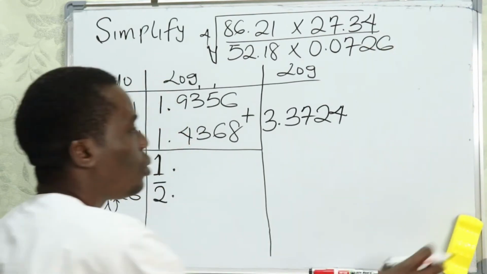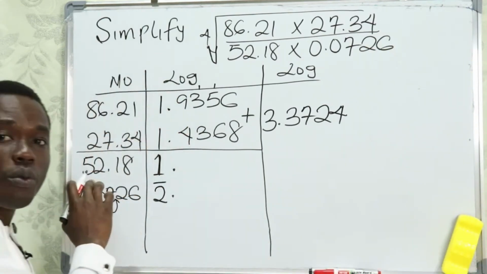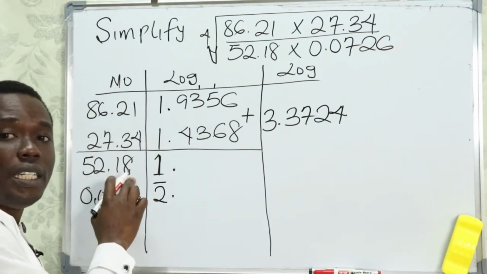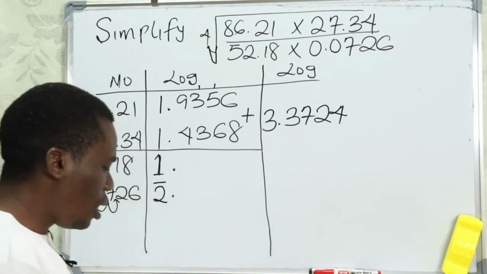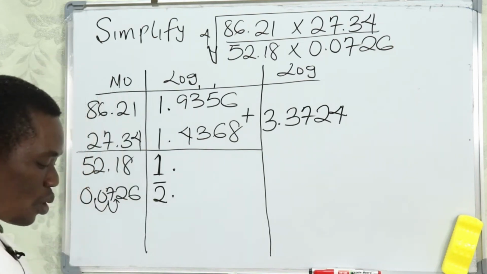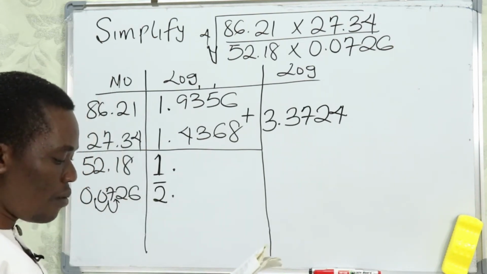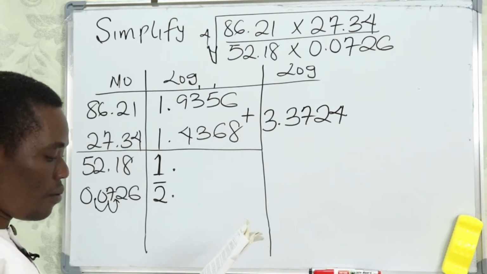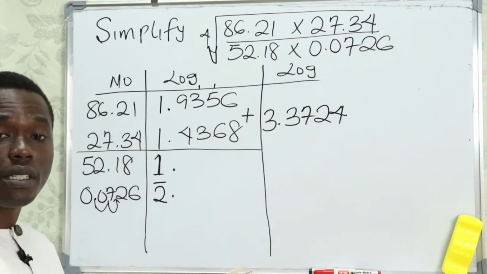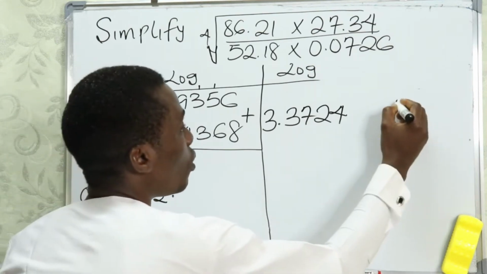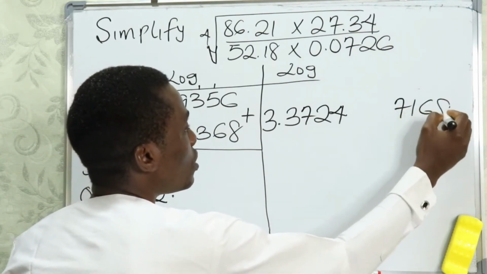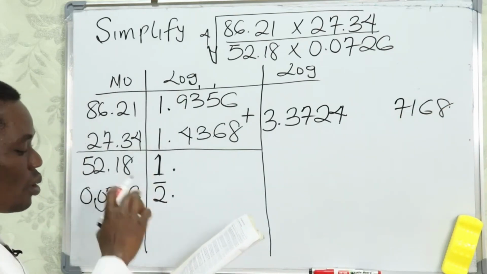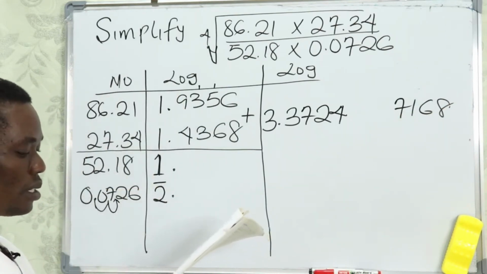So what we are going to look at now is to find the log of 52 under 1 and difference 8. The log of 52 under 1 will give us 7168. So we'll have our 7168. That is what is going to give us. So we are going to look for it under difference 8.